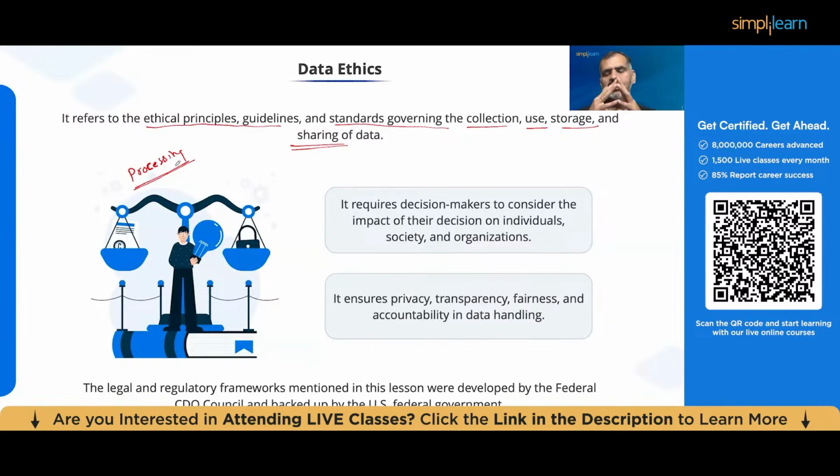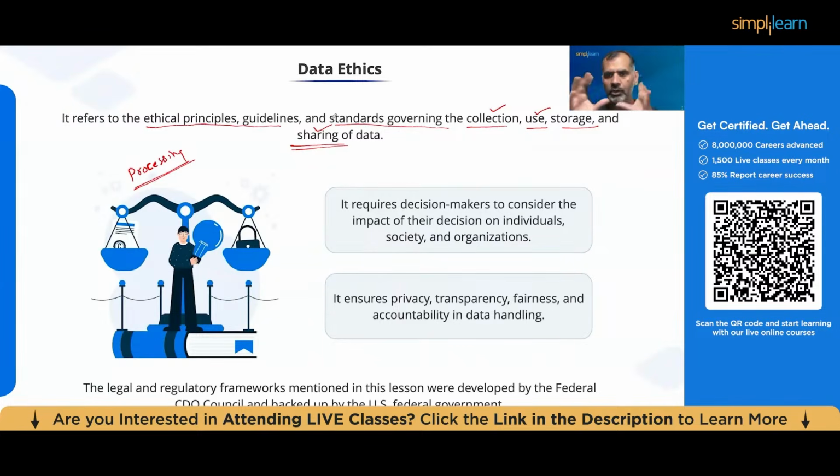So data ethics basically covers all kinds of practices, standards, rules and regulations that govern these practices with data: how you should collect the data, how you should use the data, how you should store the data, and if you are sharing the data with any third party, what the rules and standards are to share the data.